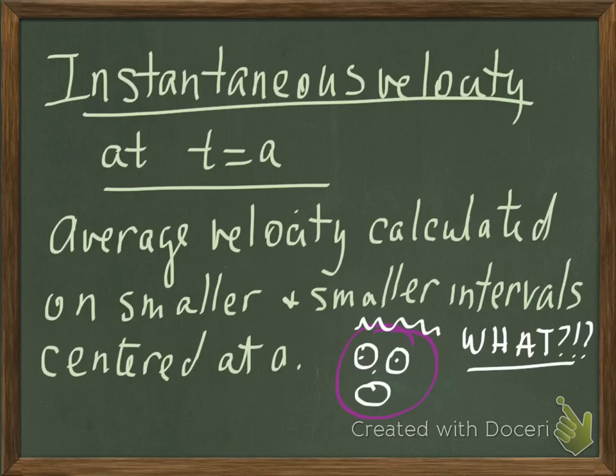You might be having the reaction, what the heck does that mean? Calculated on smaller and smaller intervals centered at a? How small is small? When do I stop? What does centered at a mean? These are all good questions. Right now, this is a deliberately vague definition, and the first topic in the semester, which is something called a limit, is going to get at a less vague answer. But this is just something for you to start thinking about, the difference between instantaneous and average velocity.